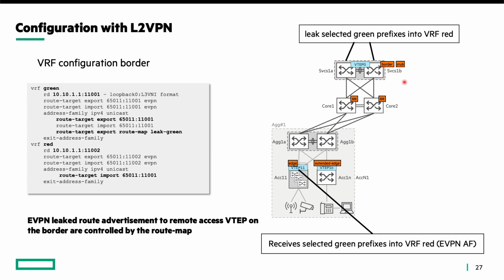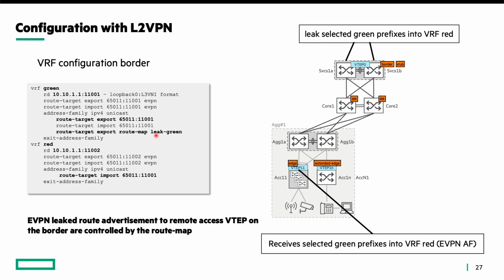Let's say here that we have borders running green and red VRF, and we want to leak some specific green prefixes into the red VRF, but not all of them. So as you said, if we look at the EVPN address family, there is no export route-map keyword.